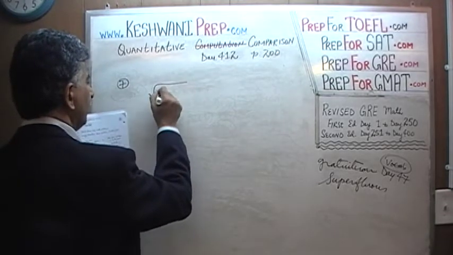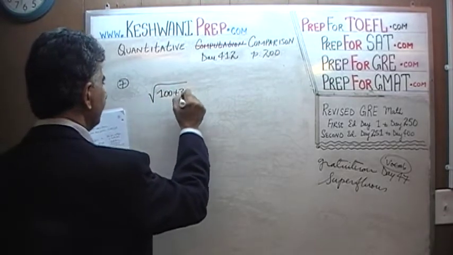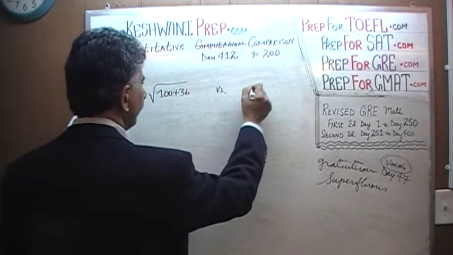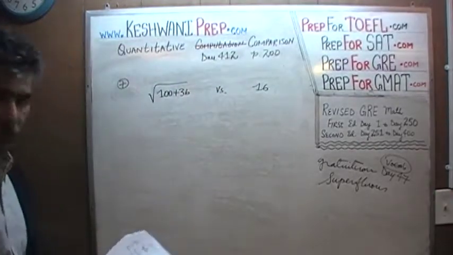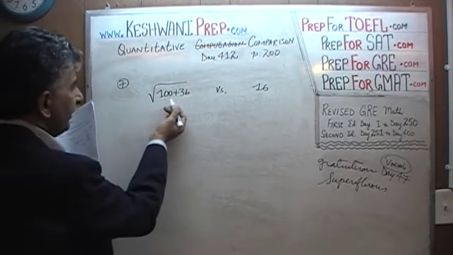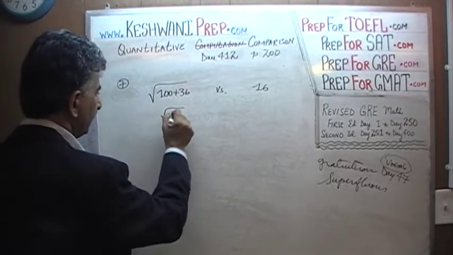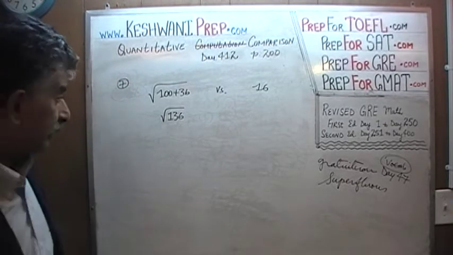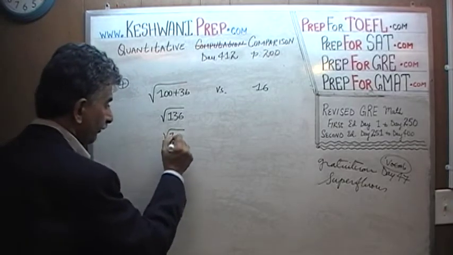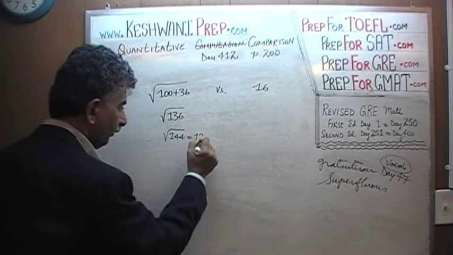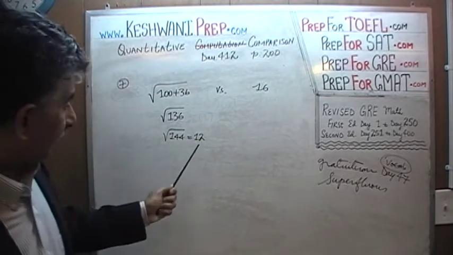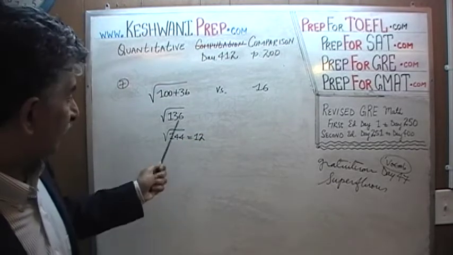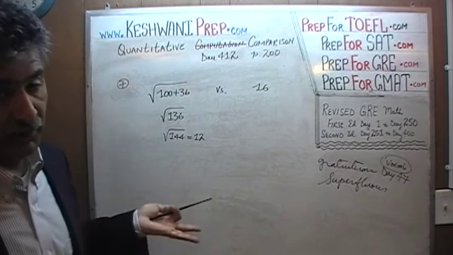We are being asked to compare square root of 100 plus 36 versus 16. Square root of 100 plus 36 is the same as square root of 136. And square root of 136, we know square root of 144 is 12, because that's what 12 squared is. If square root of 144 is 12, then square root of 136, we don't know what it is, or we don't really care what it is.